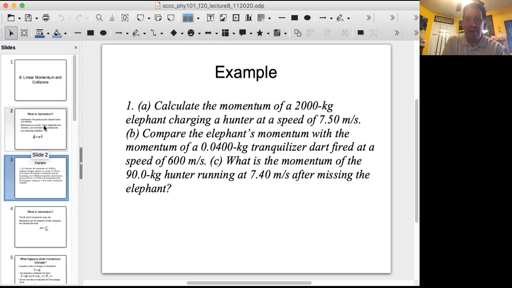So let's go to an example. Calculate the momentum of a 2,000 kilogram elephant charging a hunter at a speed of 7.50 meters per second. So let's go to the whiteboard. It's a 2,000 kilogram elephant. So the mass is 2,000 kilograms. The velocity is 7.50 meters per second.